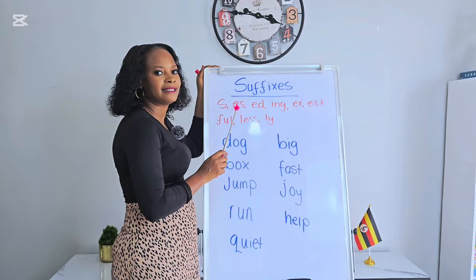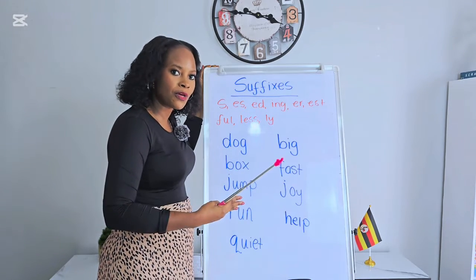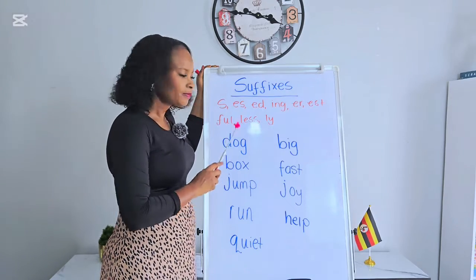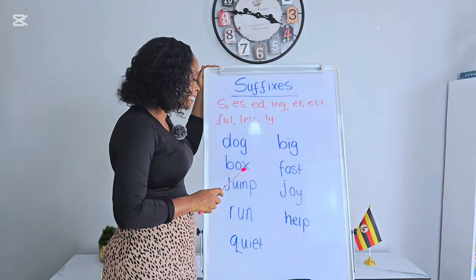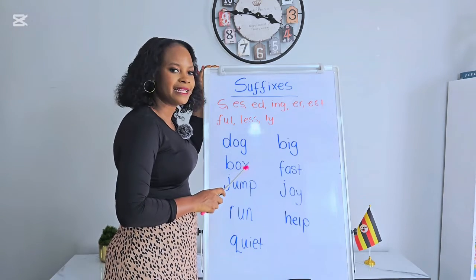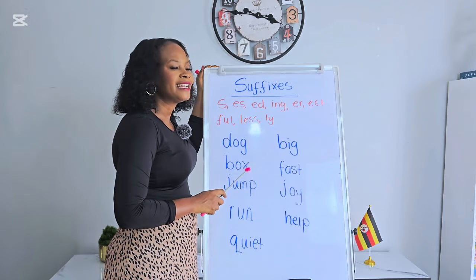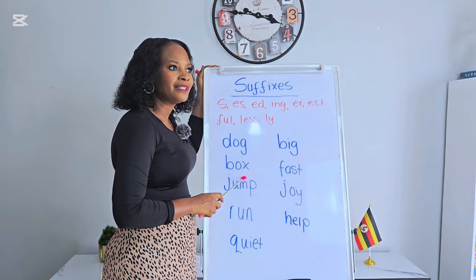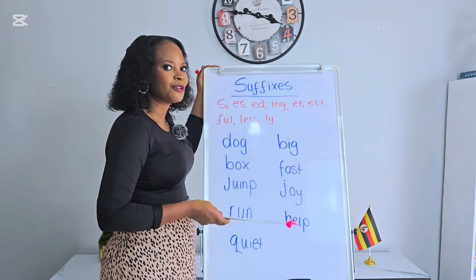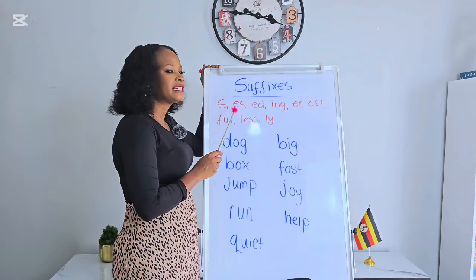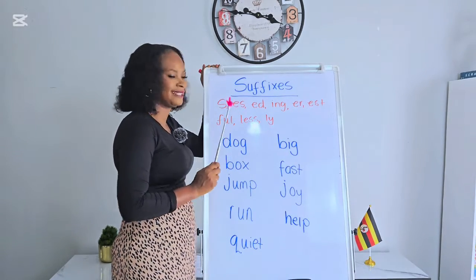Suffix es, say es. We use suffix es to show more than one. We use es if we are writing the plural form of words ending in x. We learned that. Words ending in x, ch, sh, double z, double s, words ending in s. So if you're writing the plural form of such words, you add the suffix es.